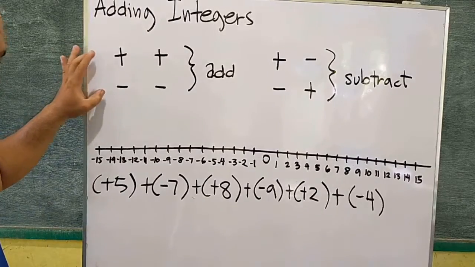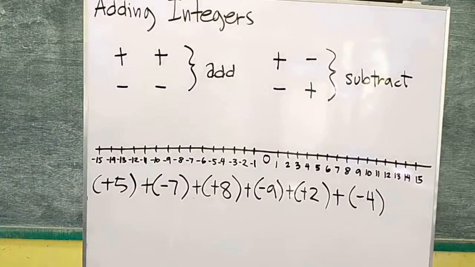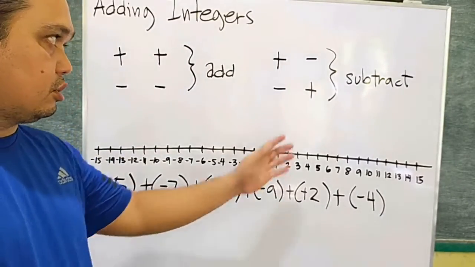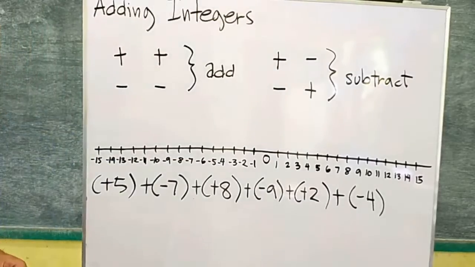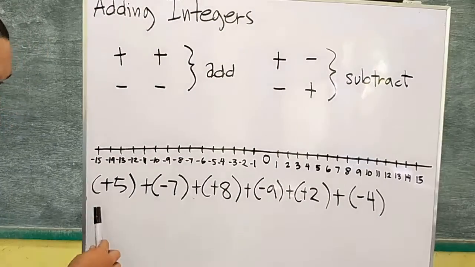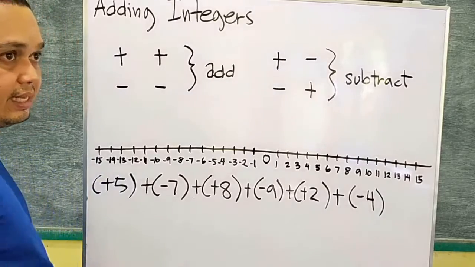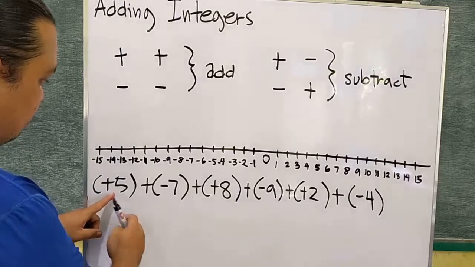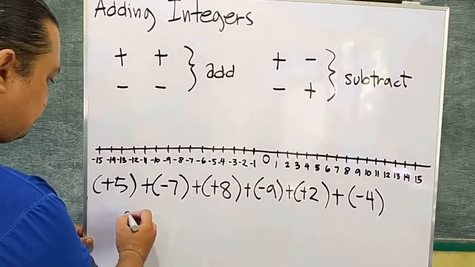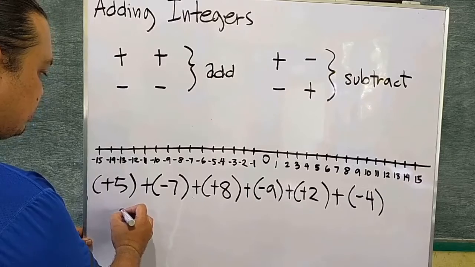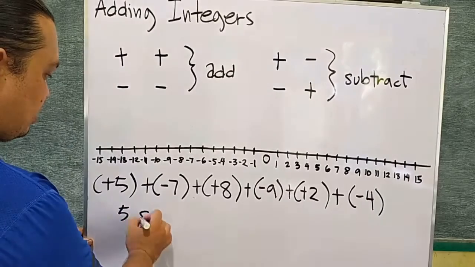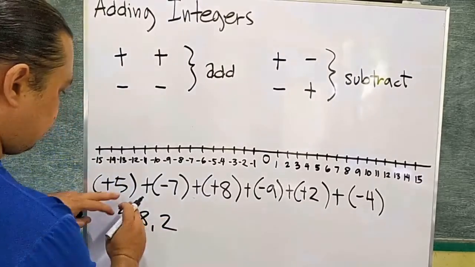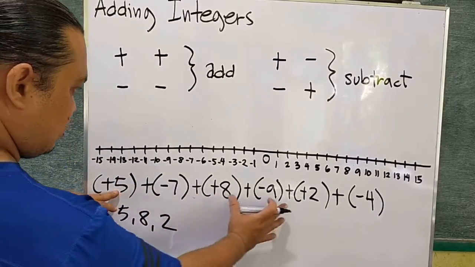Like integers, we add, while unlike integers, or different integers, we subtract. Now, let's first add all the like integers. Okay? So we have here positive 5 and positive 8. We have 5 and 8 for positive integers. We have 2. Okay? 5, positive 8, and 2.